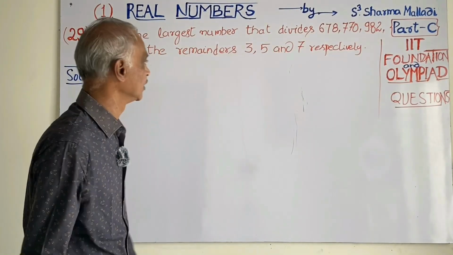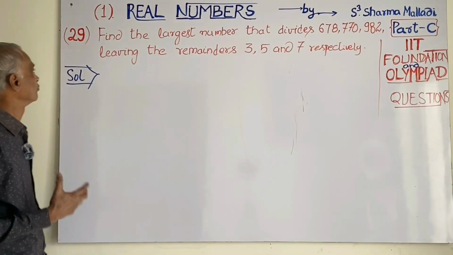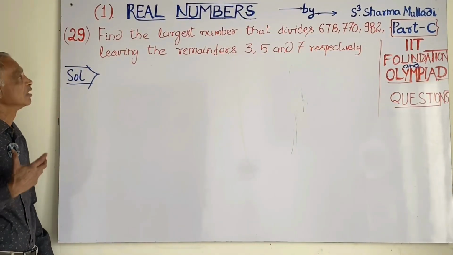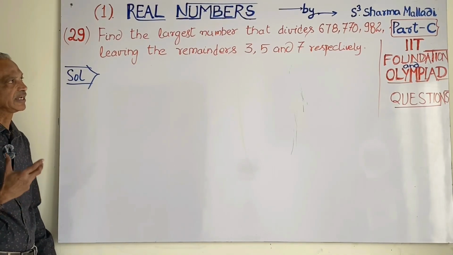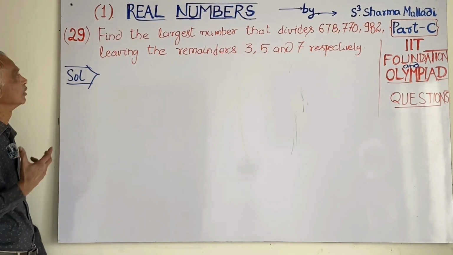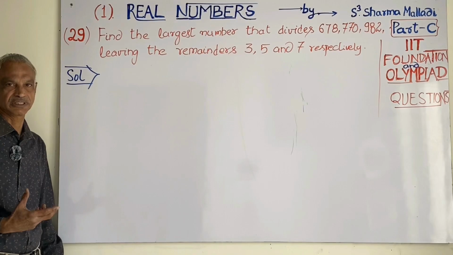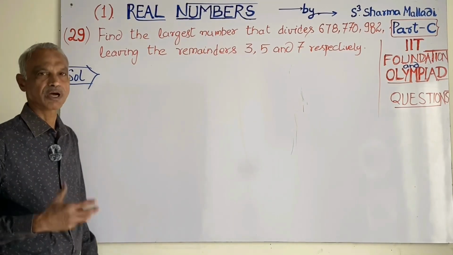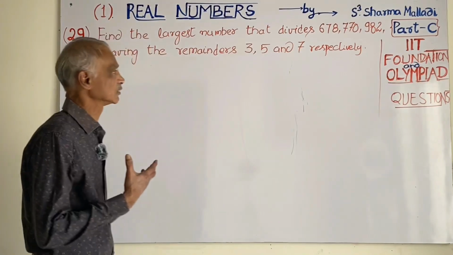Hi students, in IIT Foundation and Olympiad questions, the 29th problem is: find the largest number that divides 678, 770 and 982, leaving the remainders 3, 5 and 7 respectively. In this problem, we have to find the HCF of these three numbers.